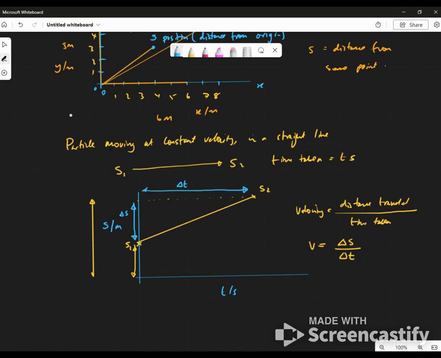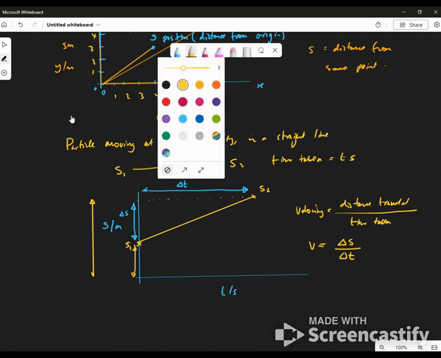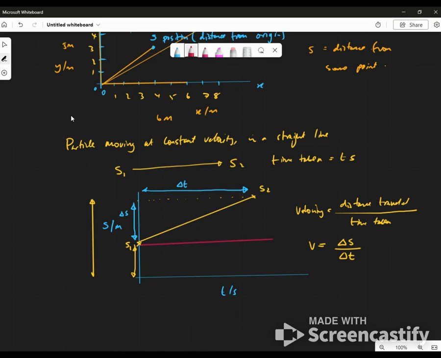Okay, so as you can see, let me draw it in a different color. Let me draw a line there, and there. So this distance is delta S, and this distance is delta T. And as you can see, the gradient of this, or tan theta, is delta S over delta T, which is going to give us the velocity. So in sort of Form 5 language, you could say this is a distance time graph, and the gradient of the distance time graph is equal to the velocity.